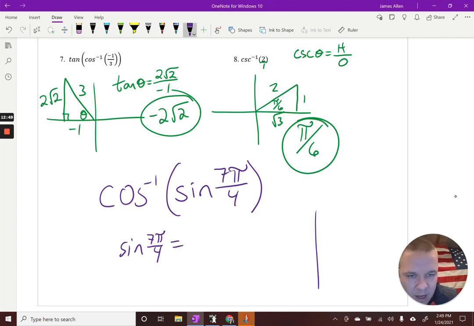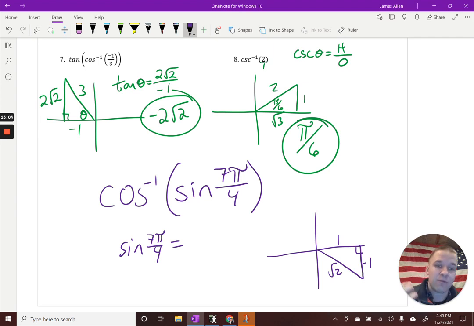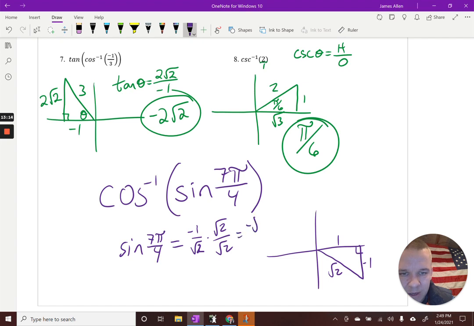Well, if I draw that up, 7 pi over 4 swings all the way around here, and it's a 45-degree reference. So I'm going to think of this as negative 1, 1, and root 2. Or you can look at it on your unit circle and you'll see that it is negative root 2 over 2. But if you're a special right triangle person like me, I'm going to rationalize it. And I know that this is negative root 2 over 2. So either way, we get that for the inside part.